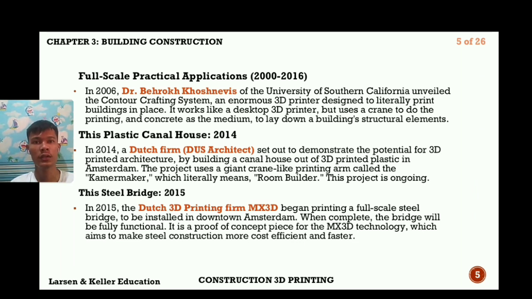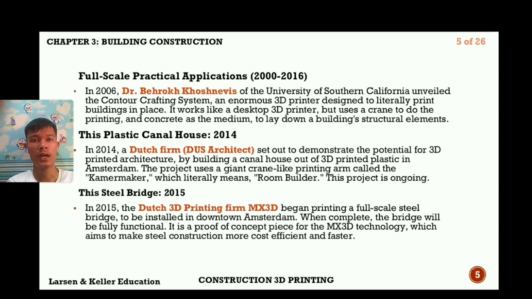In 2006, Dr. Behrokh Khoshnevis of the University of Southern California unveiled the contour crafting system, an enormous 3D printer designed to literally print a building in place. It works like a desktop printer, but uses a crane to do the printing and concrete as a medium to lay down a building's structural elements. A 3D printing system developed by the Massachusetts Institute of Technology uses a large, highly controllable robotic arm to spray materials like concrete via any conventional construction nozzle.